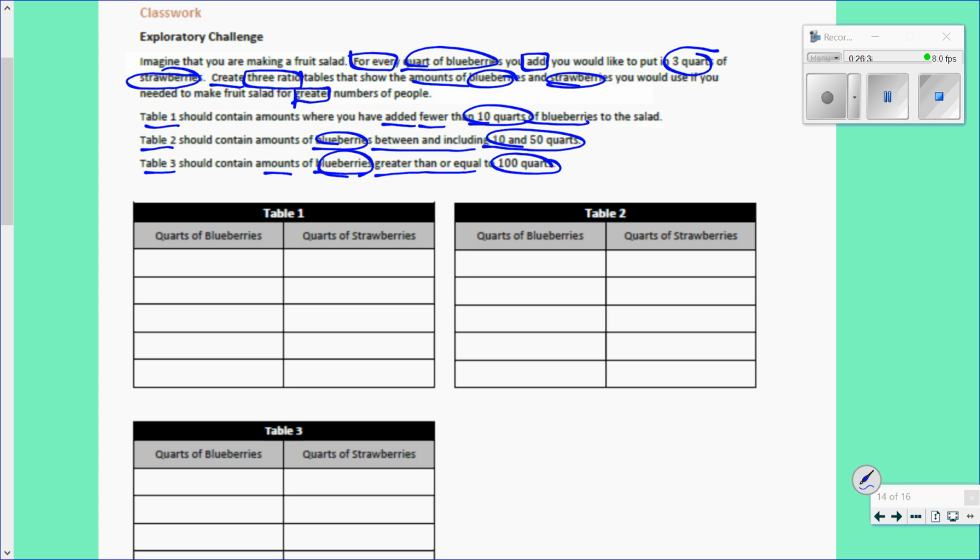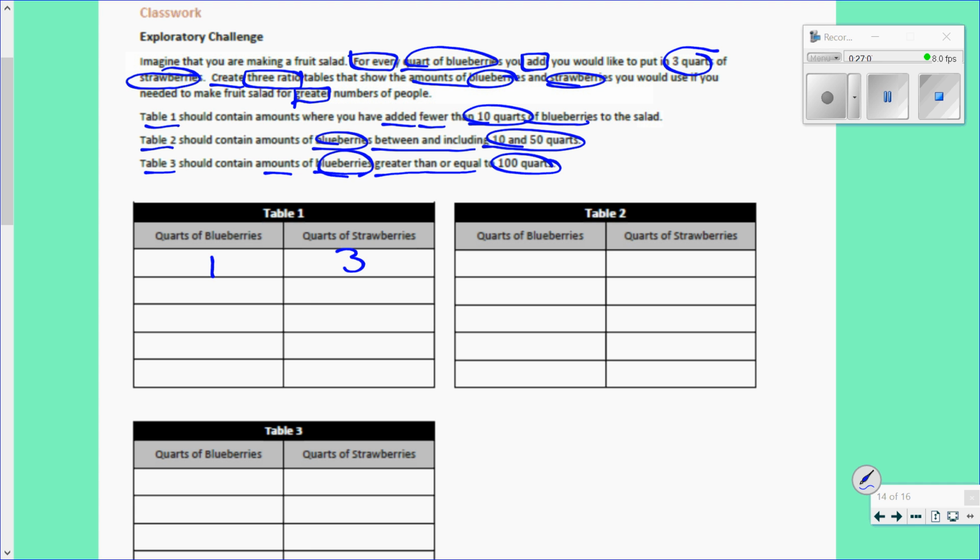So if table 1, I'm supposed to have fewer than 10, where do you think we should start? Logan? Okay, so if I start at 1 quart of blueberries, how many quarts of strawberries do I need? Nathan? 3. Where did you get that? From the text that we marked. Every 3. They're right there, guys. You'll mark your text. It should make it easy.